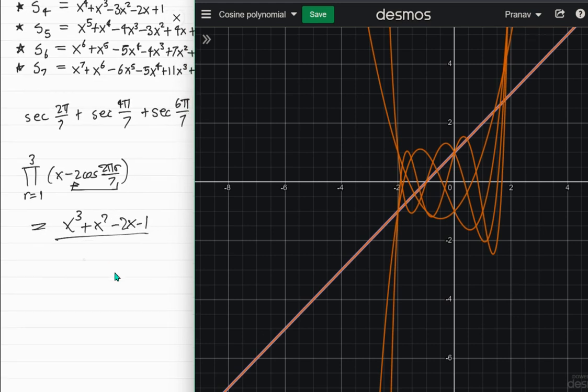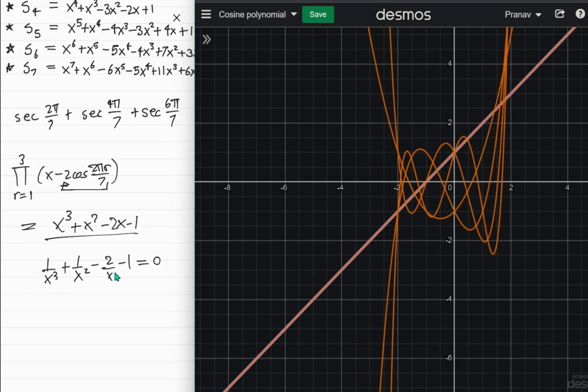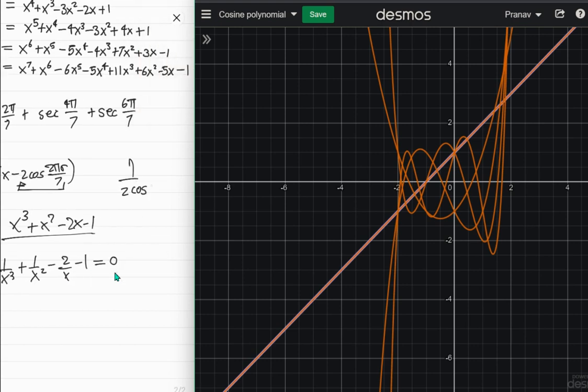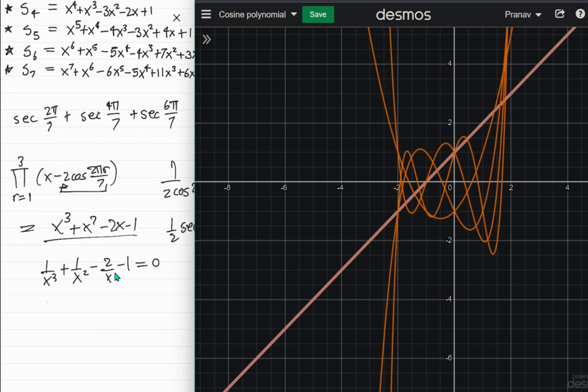So for this, 1 upon x, so it's not a polynomial yet, we'll just have that polynomial later. So 1 upon x cubed plus 1 upon x squared minus 2 upon x minus 1 is equal to 0. For this equation, the zeros would just be 1 upon 2 cosine of 2 pi r upon 7, and that's just half secant of 2 pi r upon 7. And from here it's very clear.